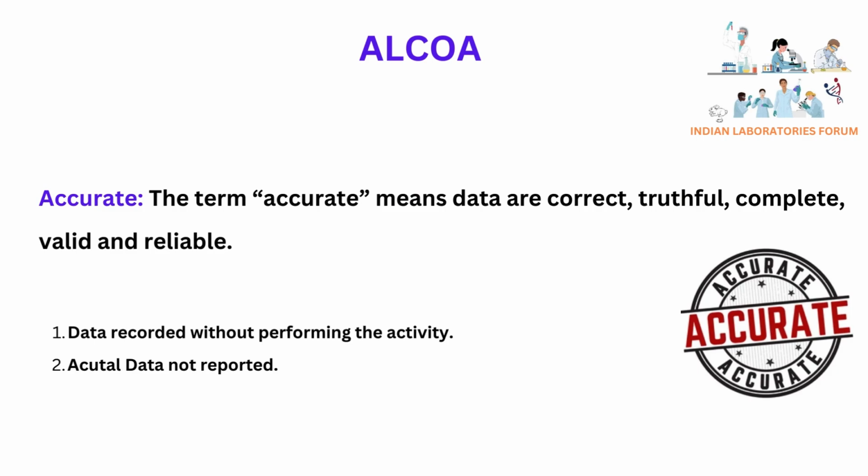Accurate is the fifth principle of ALCOA. The term accurate means data are correct, truthful, complete, valid, and reliable. Examples of non-compliance to accurate are: data recorded without performing the activity, actual data not reported.